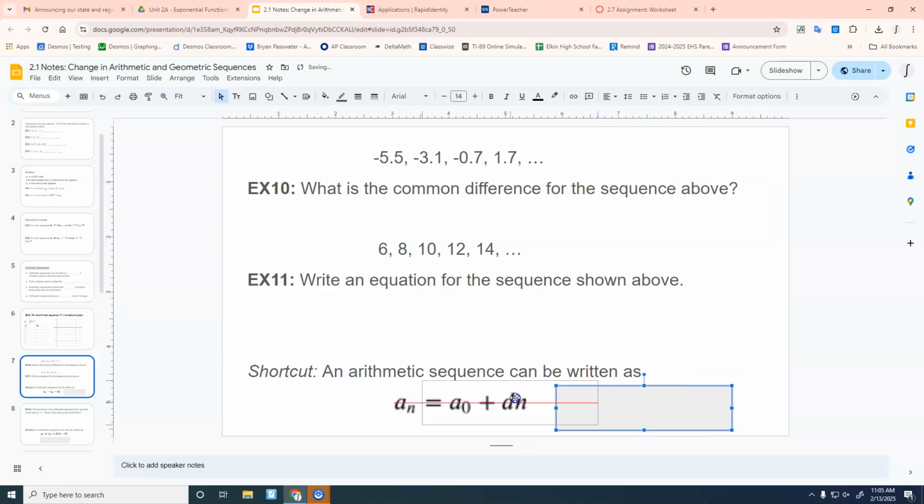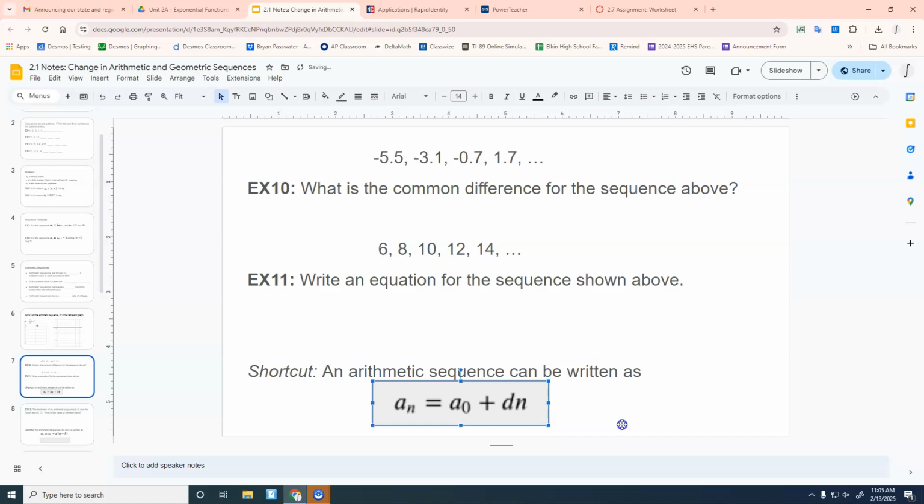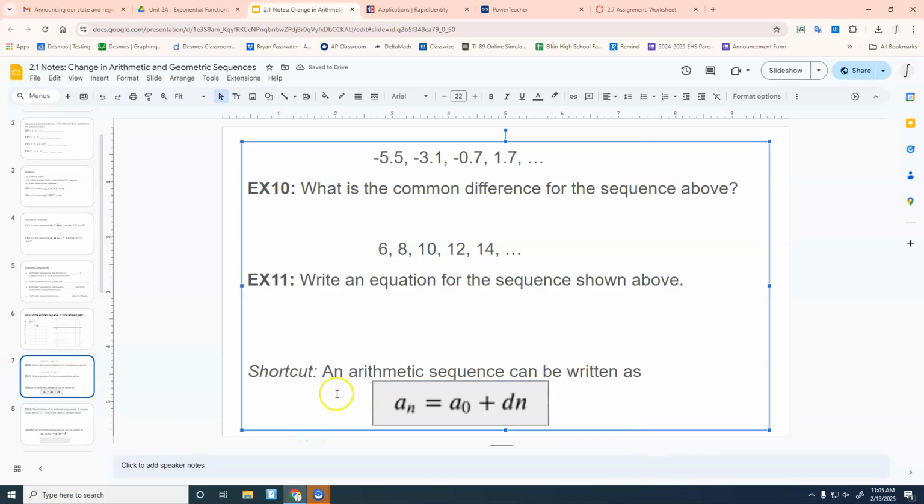I do not know why the box was there. I think the box was just originally behind that. Let me move it. I think that was just what it's supposed to look like. There.